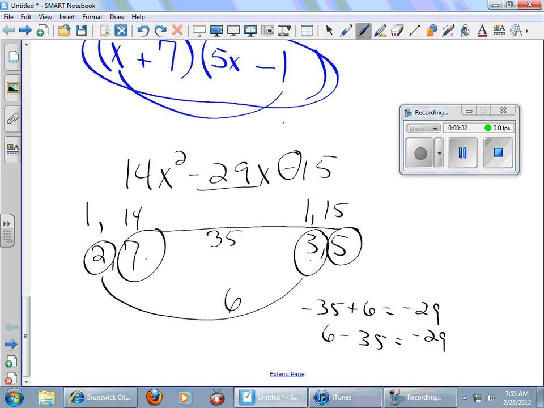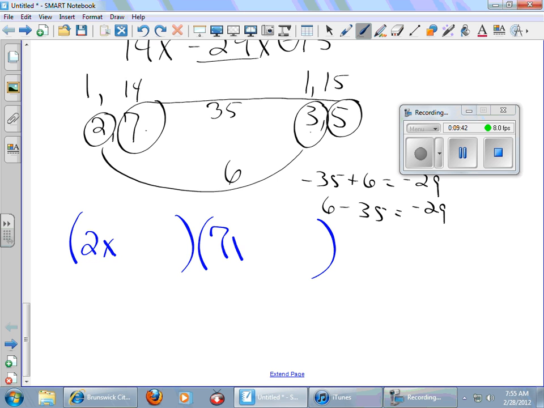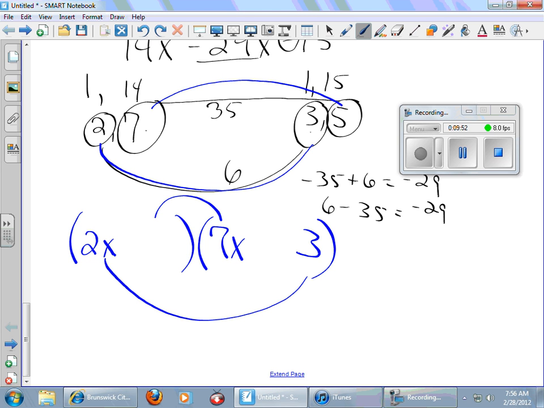We've got our factors. So I'll do my quantities. There's 2x and a 7x. The 2 is going with the 3. The 7, oh no, I don't know what to do. The 7 goes with the 5.